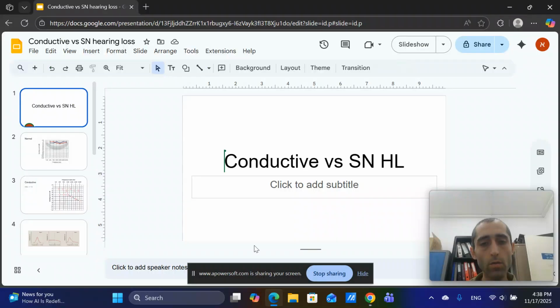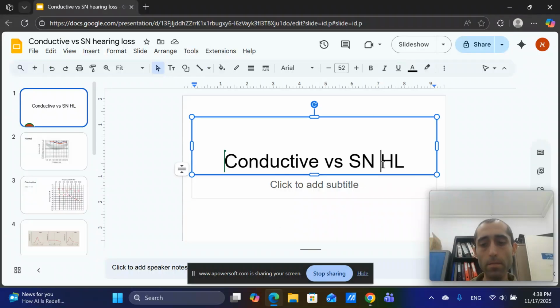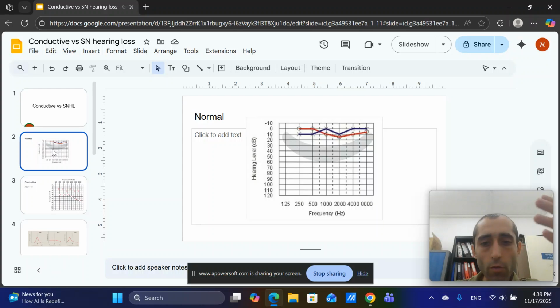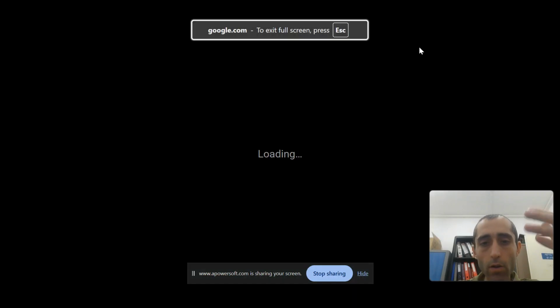Okay, so we will talk about the main types of hearing loss: the conductive hearing loss, the sensory neural hearing loss, and about the mix a little bit. We'll start with the conductive hearing loss, but first of all, let's look at a normal audiogram.